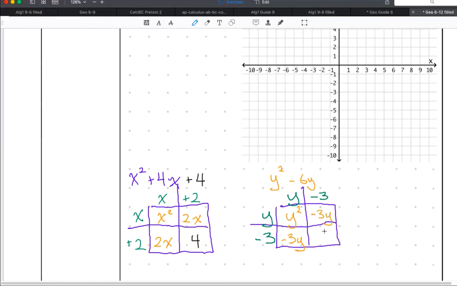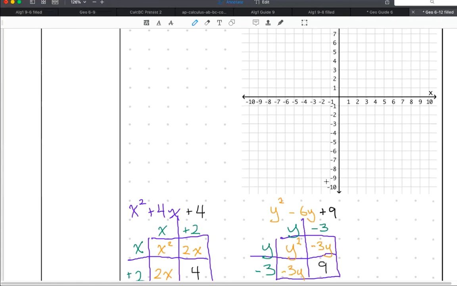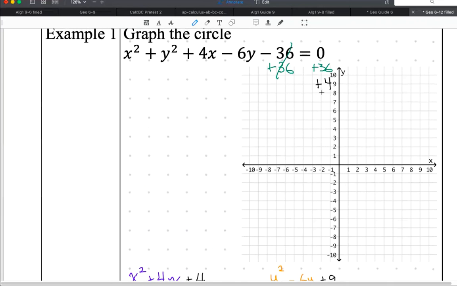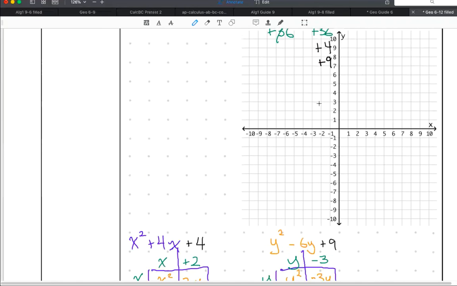Do negative 3 times negative 3, precisely, and you get 9, which means we are completing the square by adding this 9 to this left-hand side, which means, Sergio, we have to add that 9 also to the right side to keep both of these sides balanced. Perfect. Thank you.